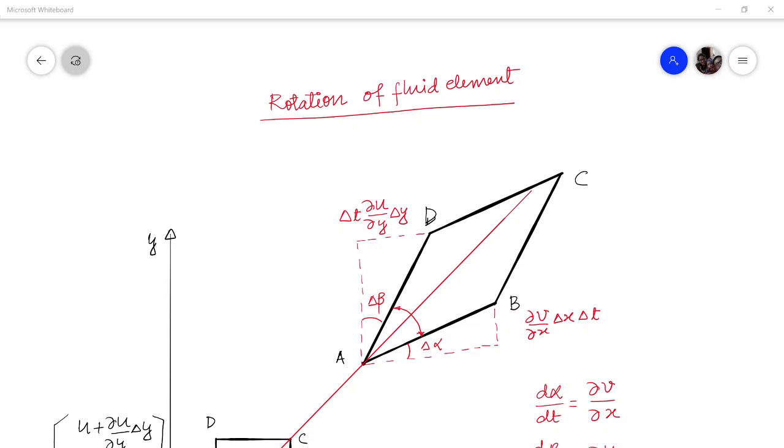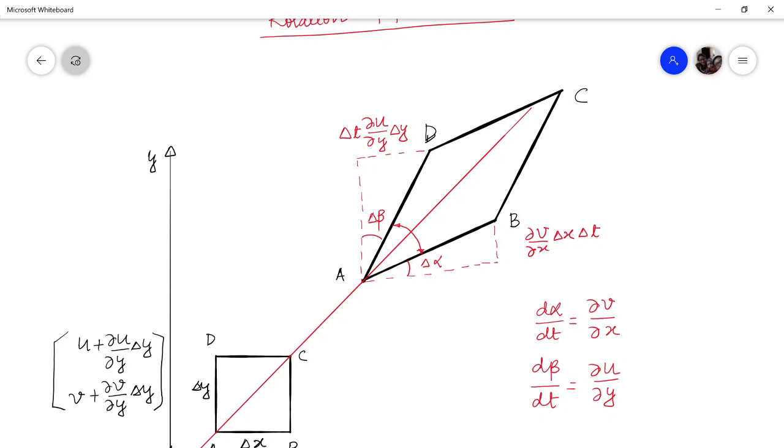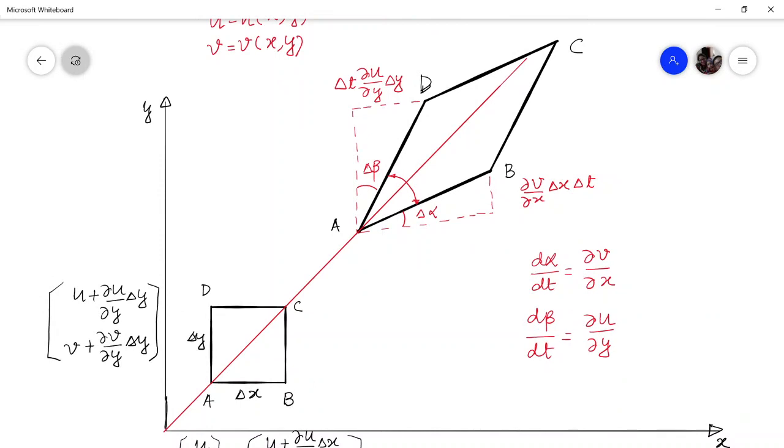Today I will be discussing with you the rotation of fluid element. Now, in the last lecture, you have seen that when the flow velocity distribution is such that the x component of velocity depends on x and y, likewise the y component of velocity also depends on x and y, then apart from this linear deformation, you are also getting an angular deformation.